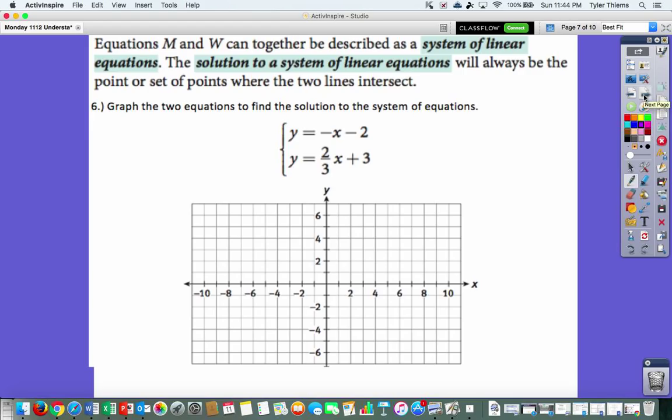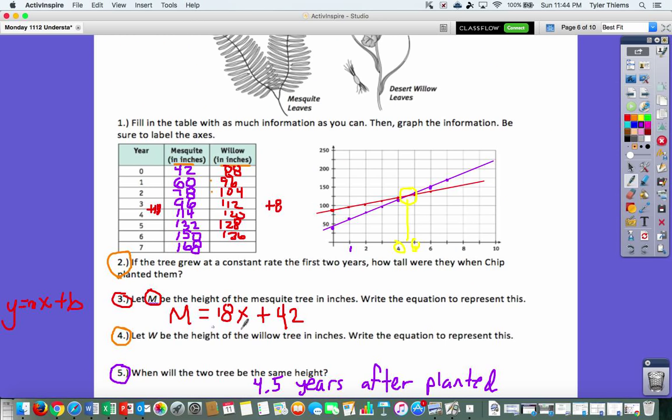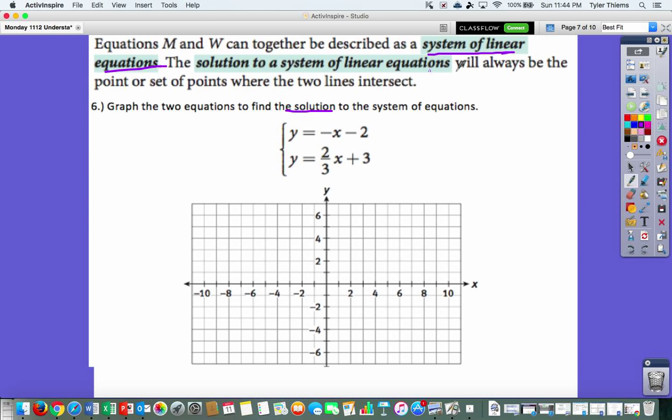Looking on the back side, we're going to go ahead and graph both of these equations here. We want to graph these two equations and find the solution. So this says equations m and w can together be described as a system of linear equations. These two equations that were on the front side are a system of linear equations. It's where the two lines intersect. This right here is what we have to learn today. The intersection point is the solution to this system.